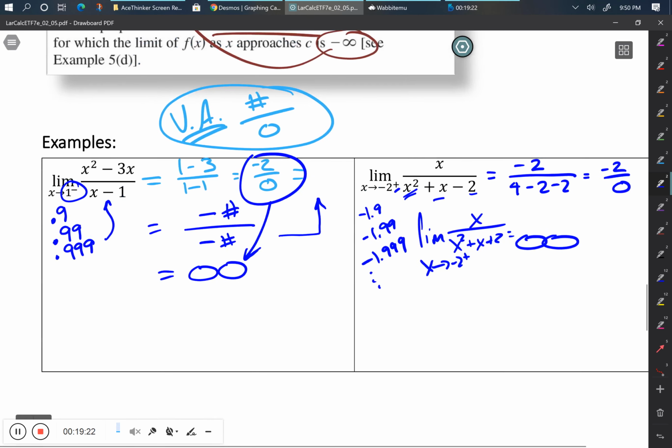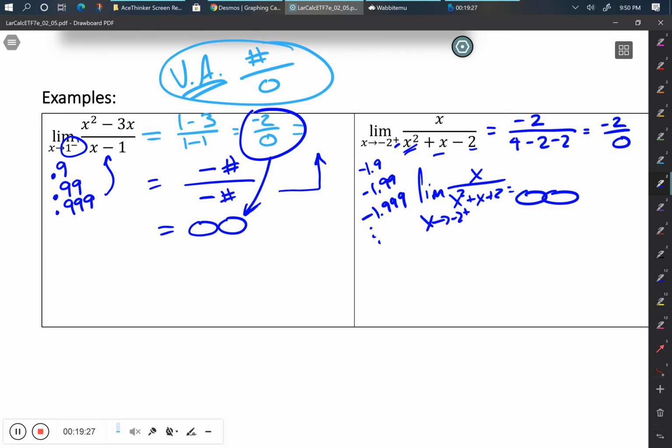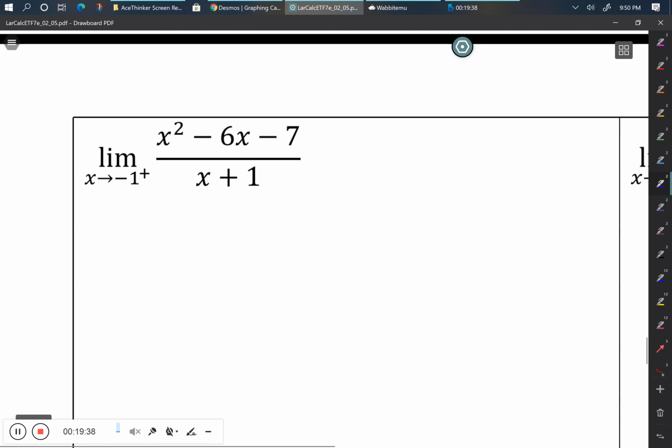So my job is to figure out what's going on here. I know vertical asymptotes from college algebra. I'm trying to apply calculus to them. I want to give a limit definition. Limits either are going to go up to infinity, down to negative infinity. Right? What's going to happen here?